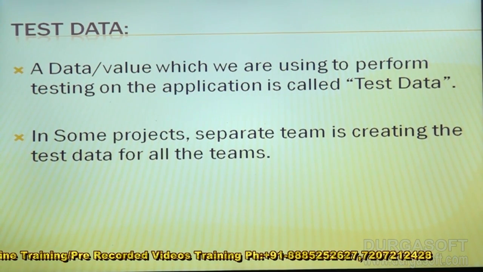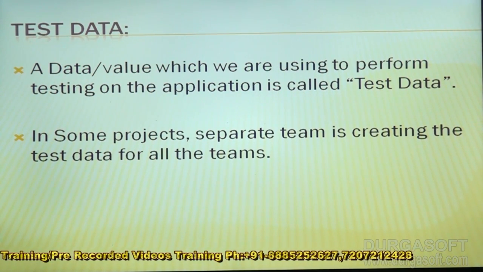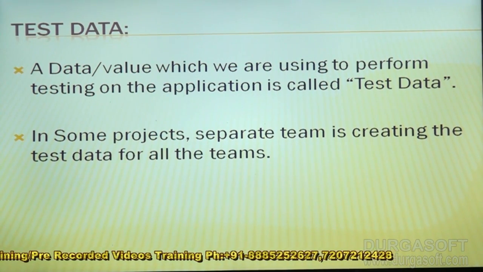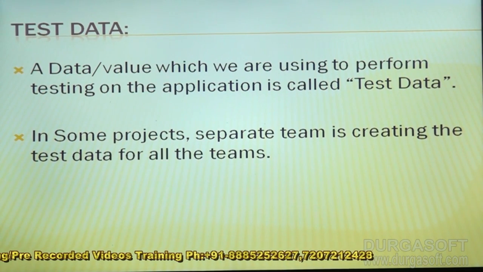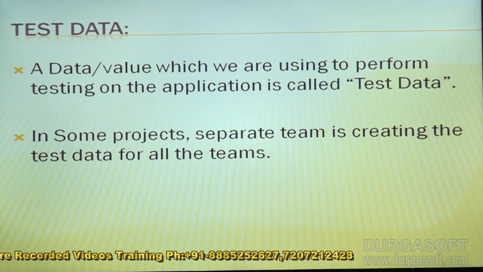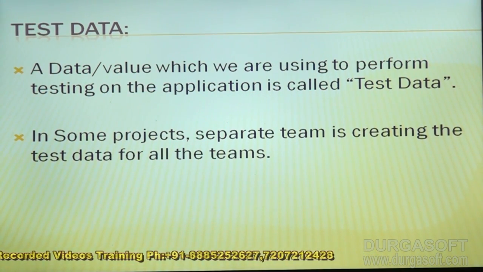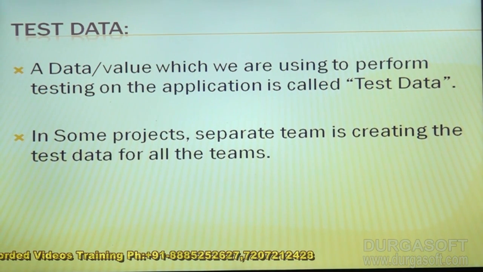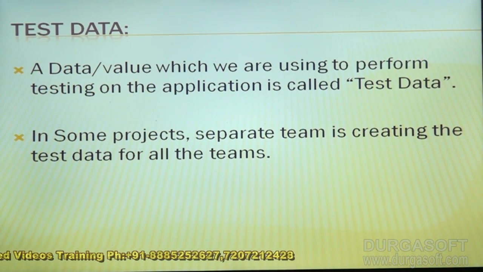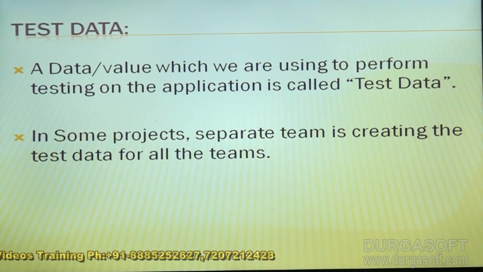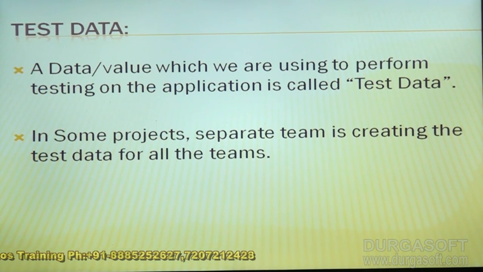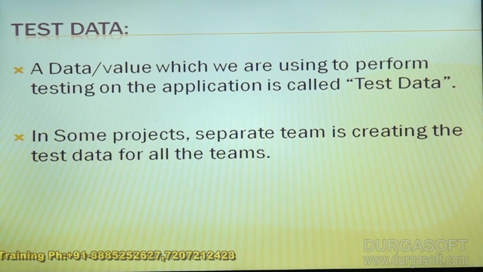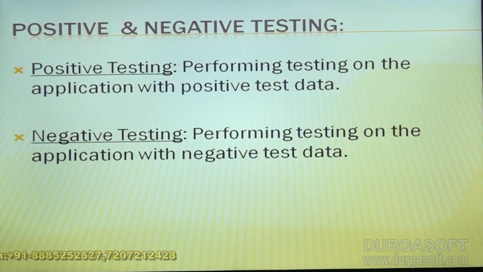In some projects a separate team is creating the test data for all the teams. Okay, so basically in some projects we will be having a separate team who is going to create the test data for all the teams. So a test data is nothing but some value, a value which we are going to put in the application. Say for example in the Gmail edit box I will be entering the username, which is nothing but my value. Okay, and password is nothing but my value. So this is something called as a data. Okay team, fine.